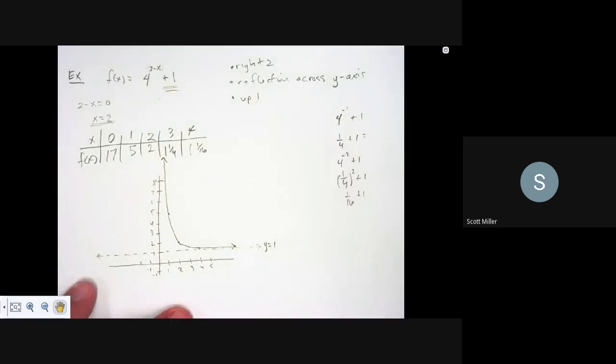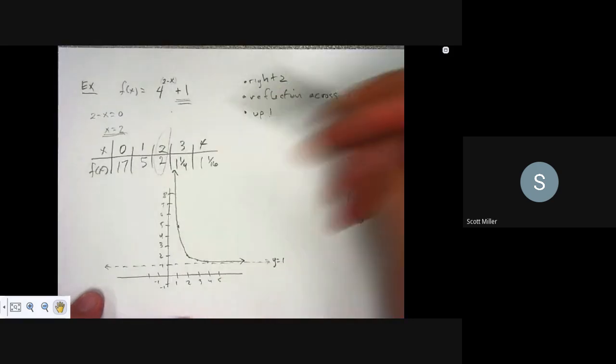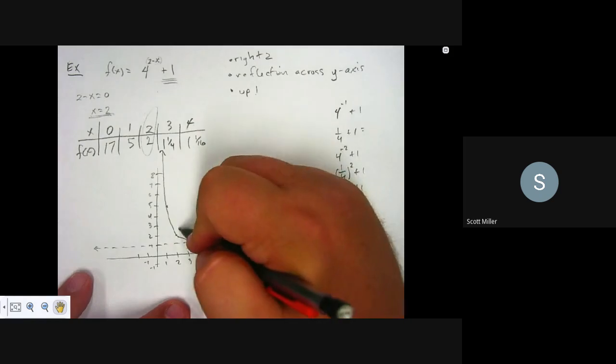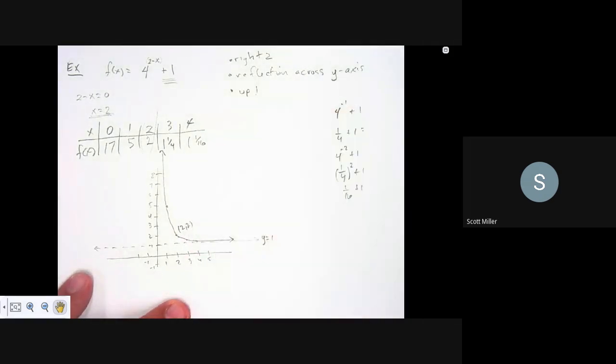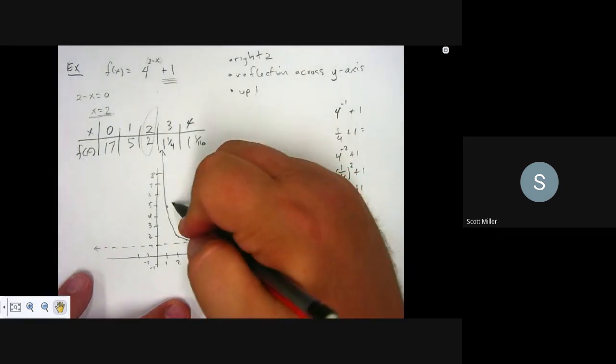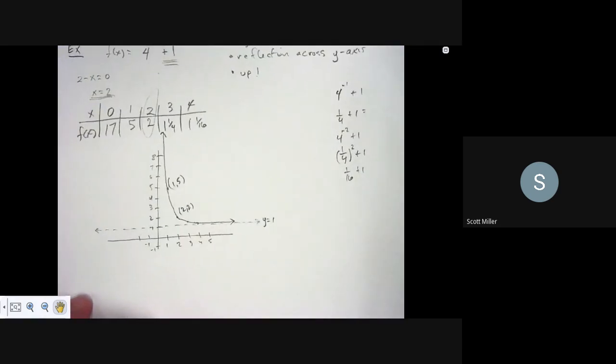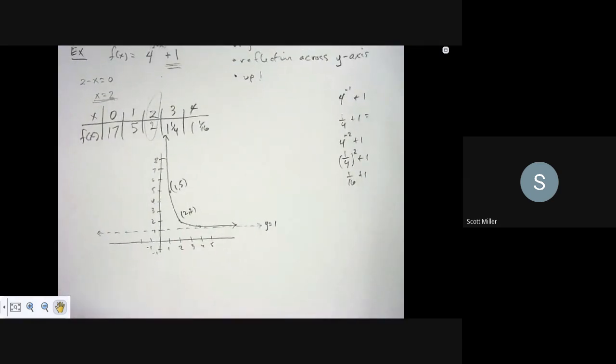You want to name some points. I want you to name at least 2 points. 1 point must be the center point. Your new center point must be labeled. So that's the one that must be labeled. And then just pick the next easiest one. Usually that one right there is probably the easiest one from there. And that graph is what I'm looking for. So that's how you go through the graphing process.